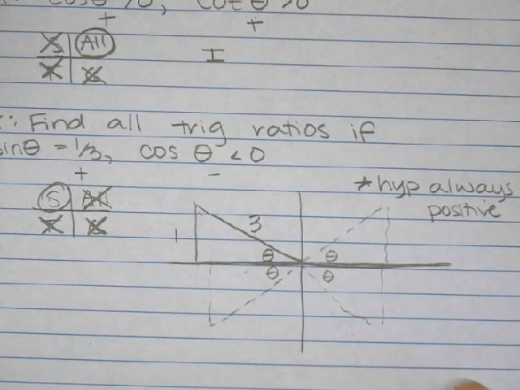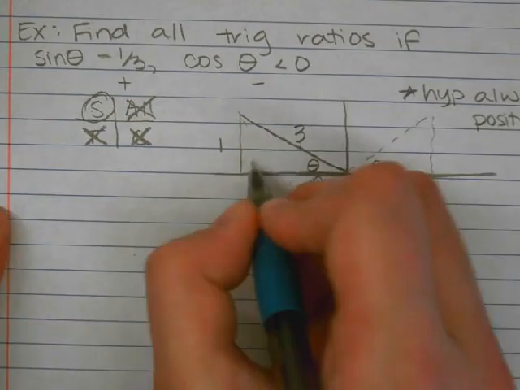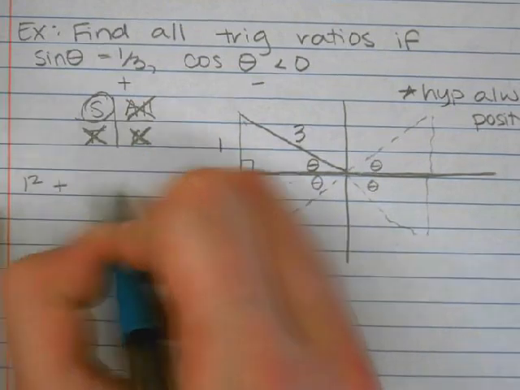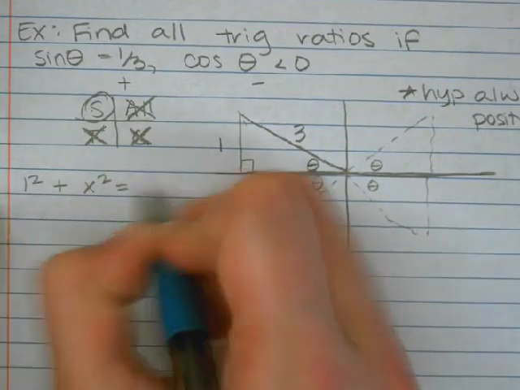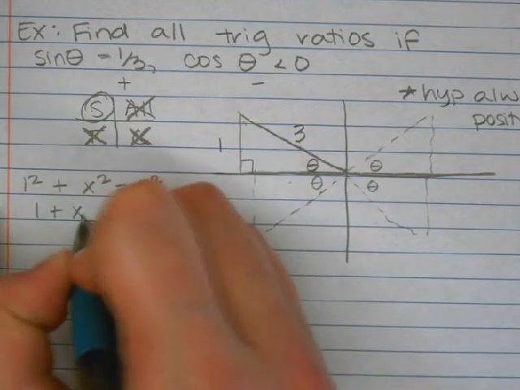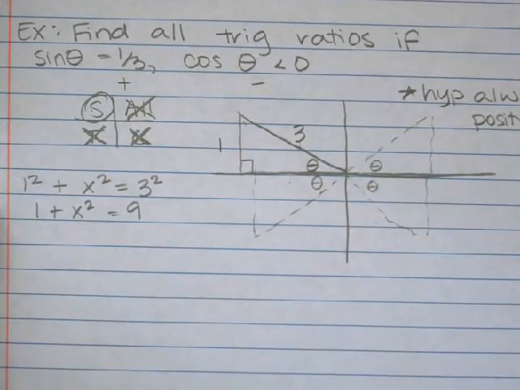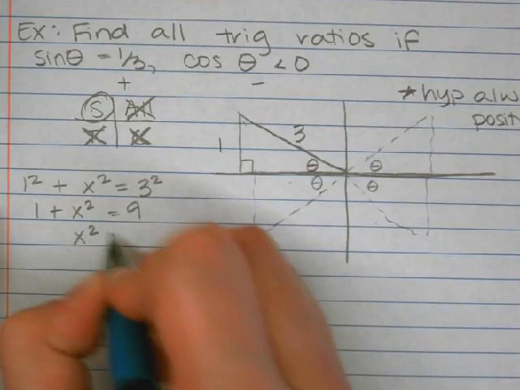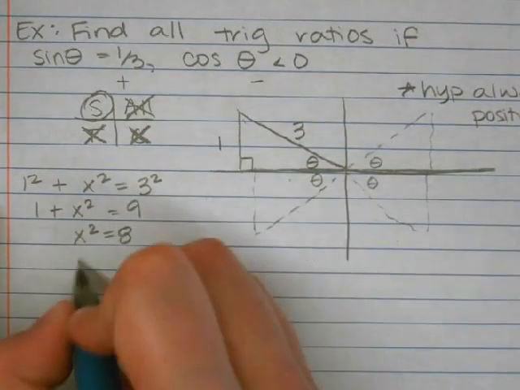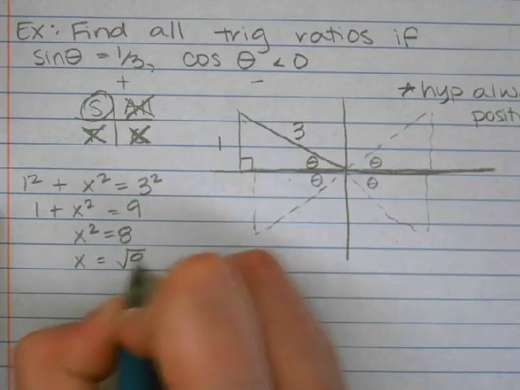Hypotenuse is always positive. Okay, so now I'm going to go ahead and solve this right triangle. So I have 1 squared plus x squared equals 3 squared. So 1 plus x squared equals 9. That means x squared equals 8. And so that means the third side of the triangle is going to be the square root of 8.